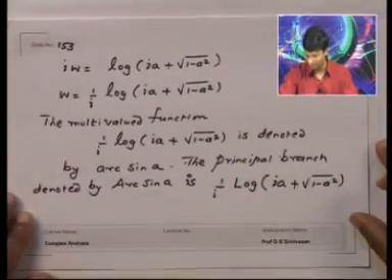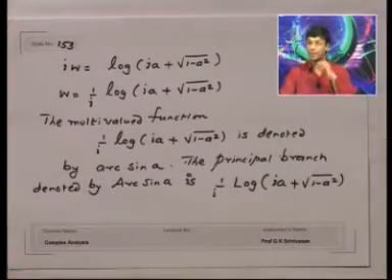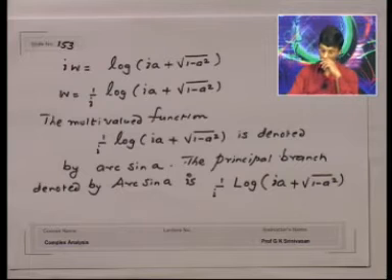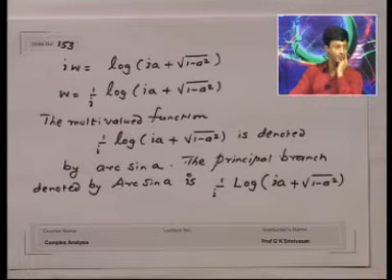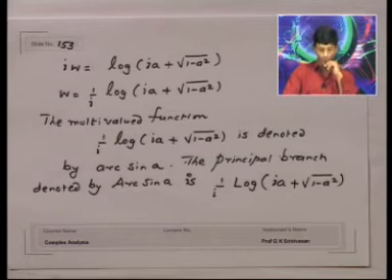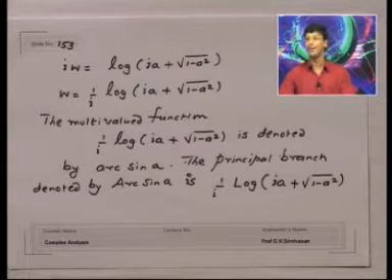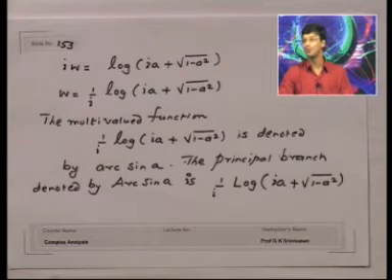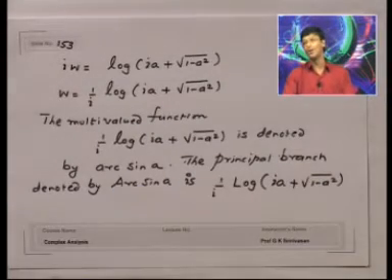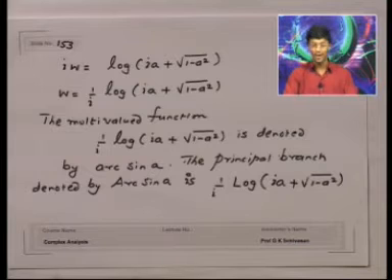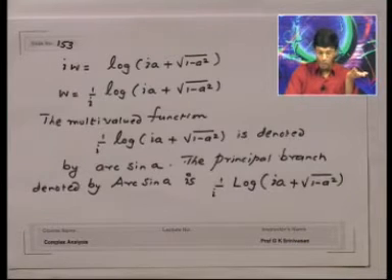And what is the w? Simply the log, because as soon as you have a non-zero complex number, it has a logarithm. So you have iw is log of ia plus root of 1 minus a squared. So w is 1 over i into log of ia plus root of 1 minus a squared. Now square root is a multivalued function and logarithm is a multivalued function, and so the w is going to be a multivalued function of a.